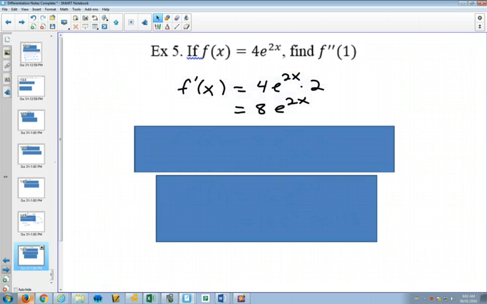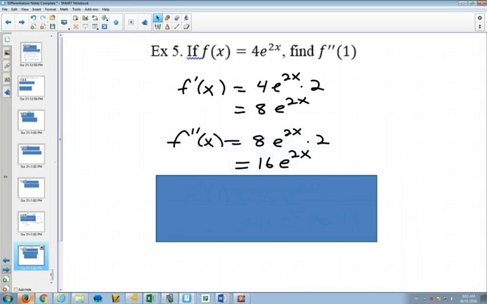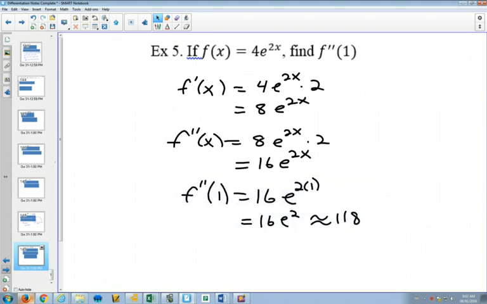So we take our first derivative. Again, it has a chain rule. You have to notice that there's a function inside of the function. Simplify it a little bit and do the derivative again, and it has the chain rule again. And then if you wanted to find f double prime at 1, you just plug in 1 to 3 sig figs, you get 118.